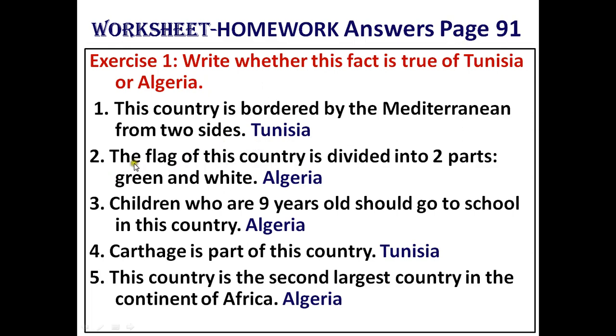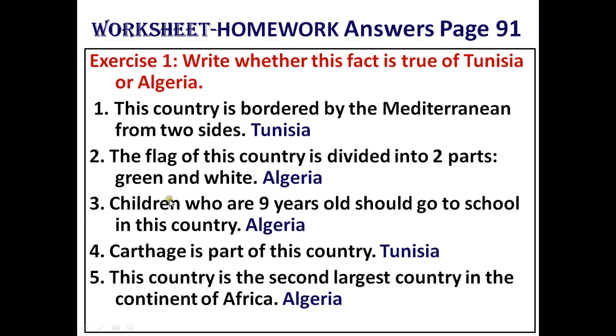The second: the flag of this country is divided into two parts, that is green and white. The flag of this country is divided into two parts, half green and half white. So the name of the country is Algeria.